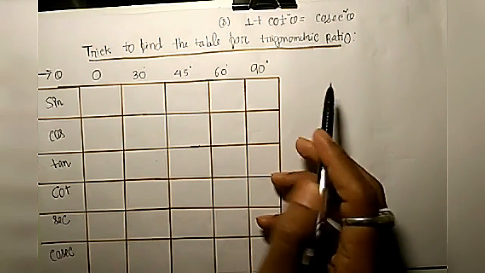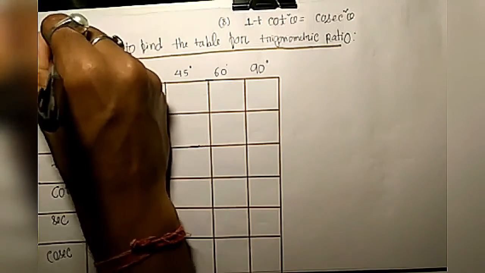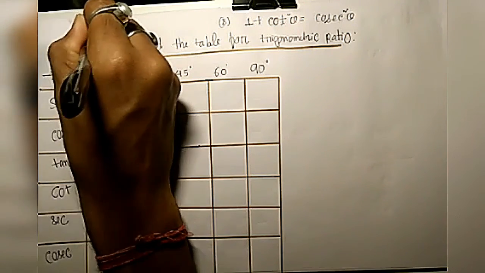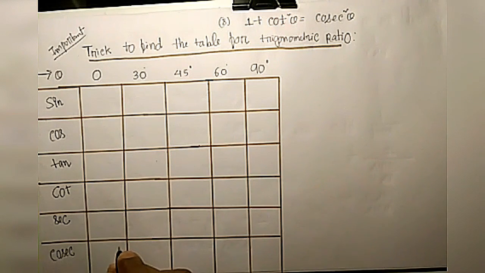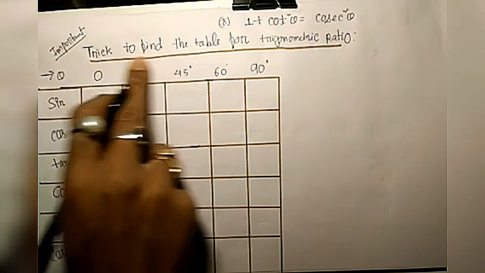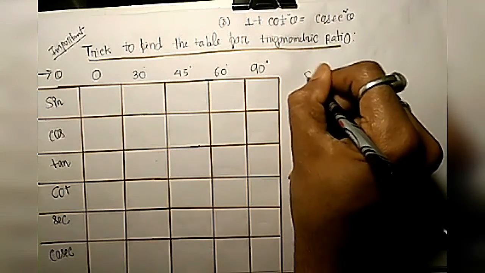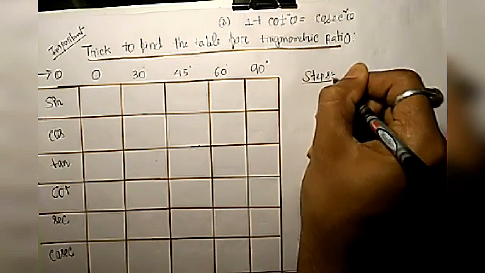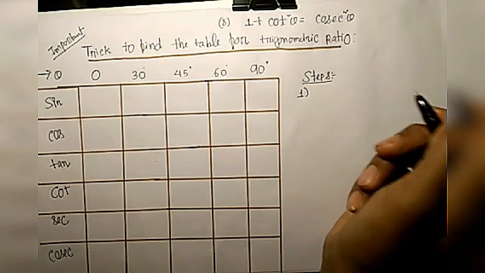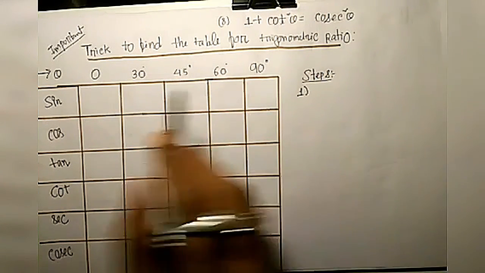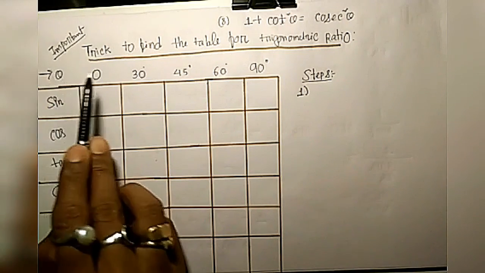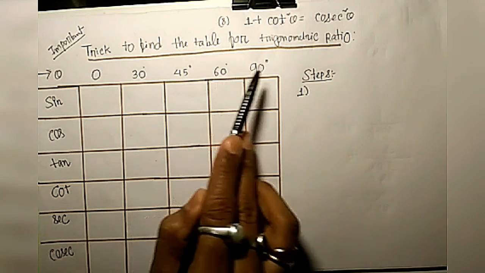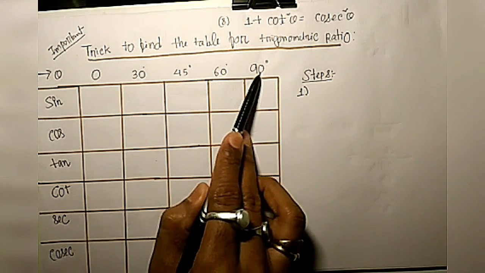So next topic is the trick to find the table for trigonometric ratios. This is very important. You should know the value of each trigonometric ratio. Basically, we are taking angles from 0 to 90 degrees. So what are the steps? Step number 1: how to find the values of sine? We should learn first the values of theta: 0, 30, 45, 60 and 90.